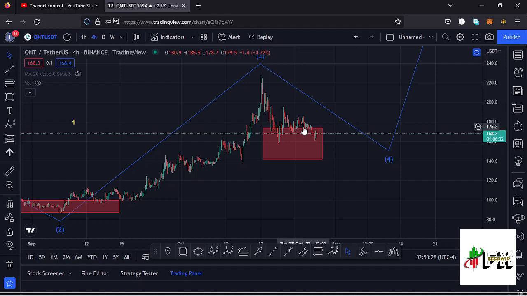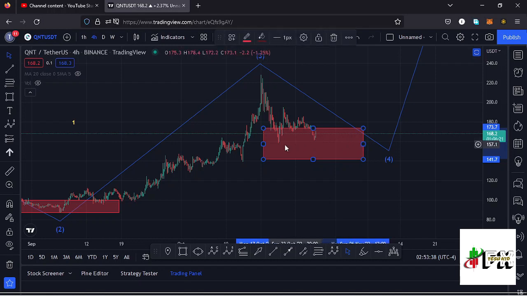And removing the Fibonacci's, that target area lies at the $176.8 mark and the $141.7 mark. So that is the minimum that I expect this wave 4 to the lower side to retrace into.